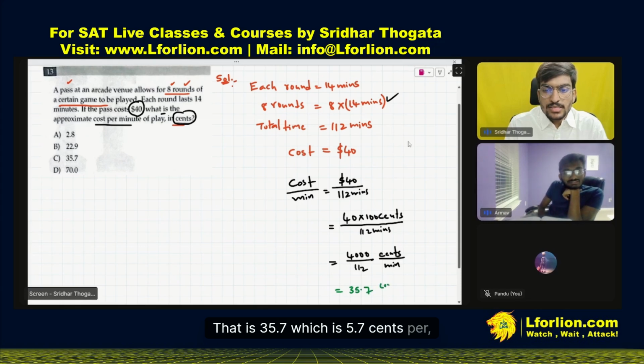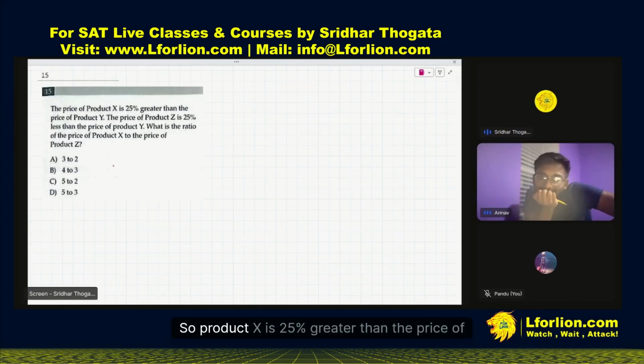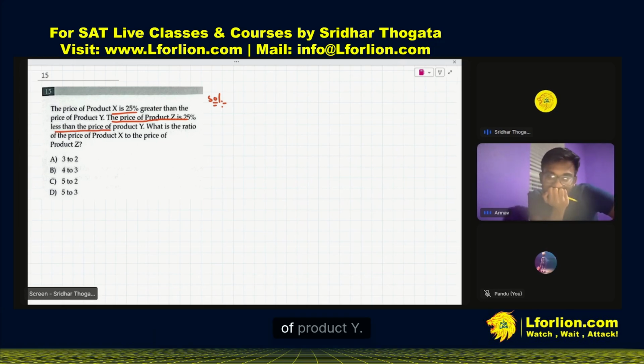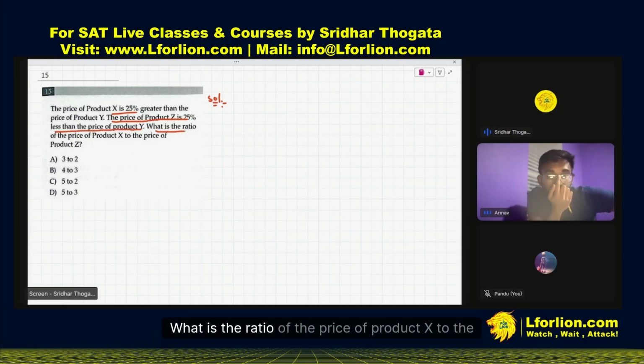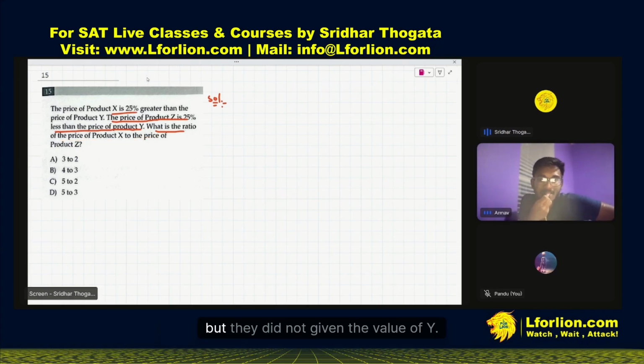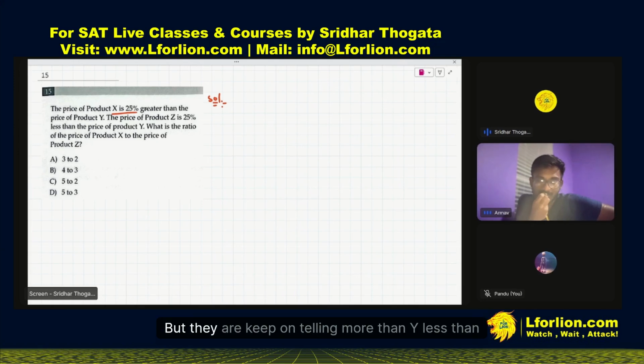35.7 cents per minute. Next question: the price of product X is 25% greater than the price of product Y. The price of product Z is 25% less than the price of product Y. What is the ratio of the price of product X to the price of product Z? Here they have given everything, but they did not give the value of Y, but they keep on saying more than Y, less than Y.